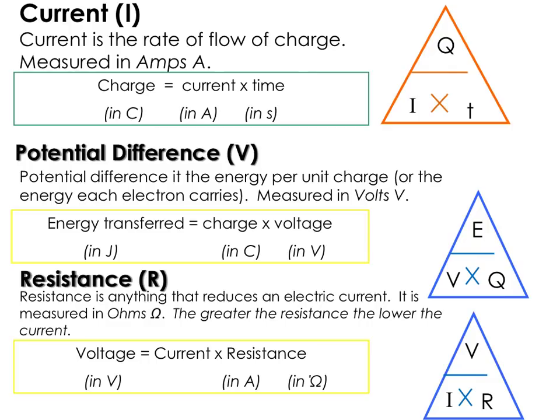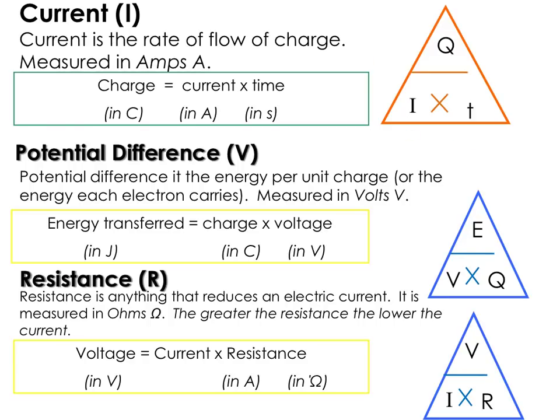Current is a rate of flow of charge, so it's how many electrons pass a fixed point in a given period of time. Current is measured in amps, which has symbol A, and can be calculated using the equation where charge is equal to current multiplied by time. So just a reminder that current is the number of electrons passing a fixed point in a given time period, so how much charge is transferred in a given time. You could use the equation triangle which is over on this side of the screen to help your calculations.